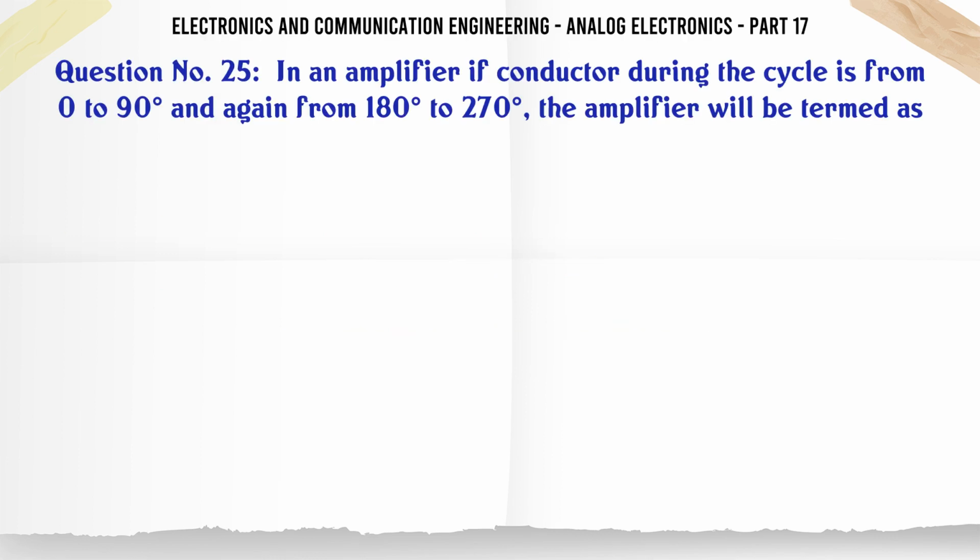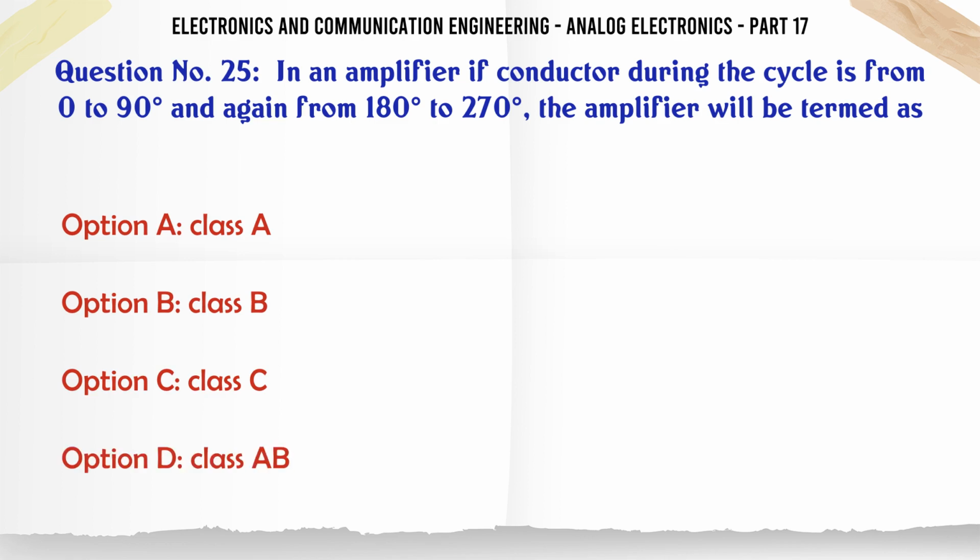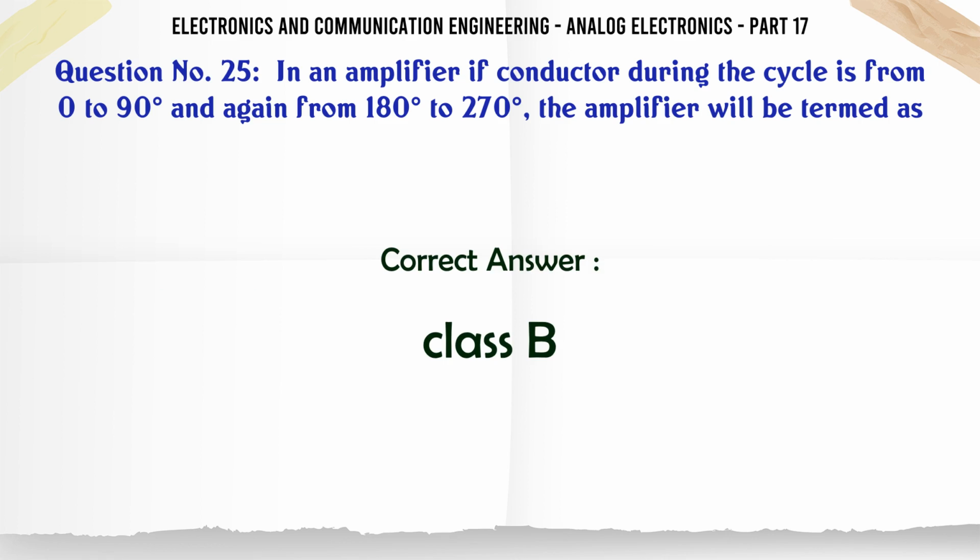In an amplifier, if conduction during the cycle is from 0 to 90 and again from 180 to 270, the amplifier will be termed as: A. class A, B. class B, C. class C, D. class AB. The correct answer is class B.